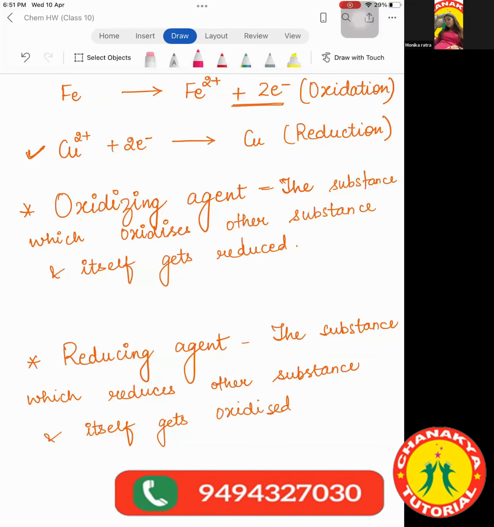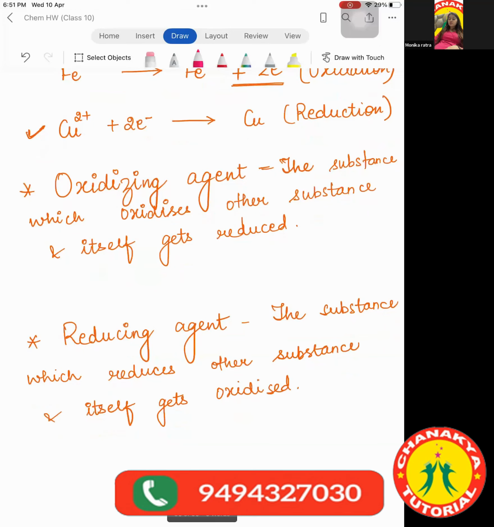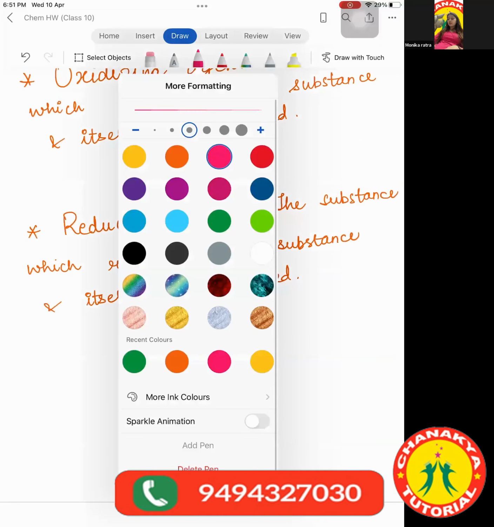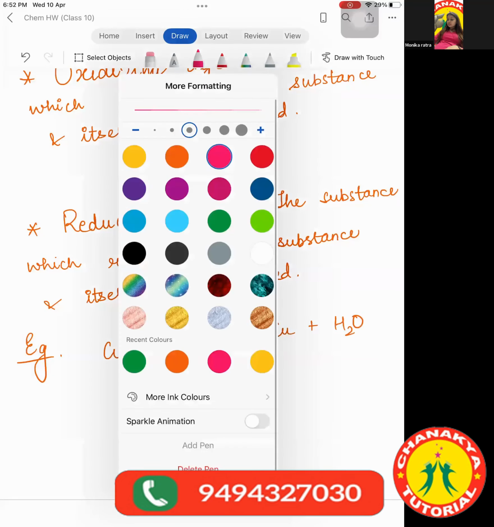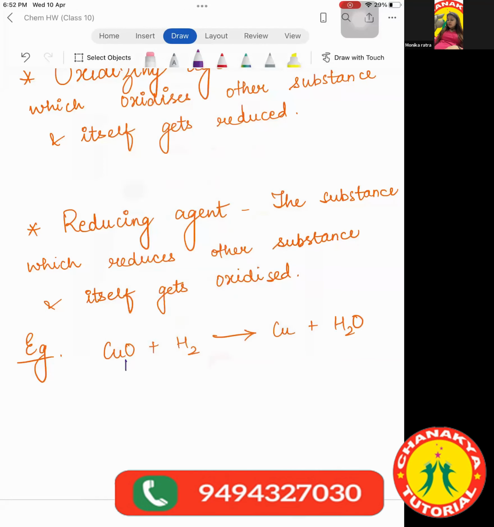Now we are going to observe the oxidizing agent and reducing agent in the same example which we took earlier. CuO plus H2 gives us Cu plus H2O. And we have already discussed that conversion of CuO to Cu is reduction, whereas the conversion of hydrogen to water is oxidation.